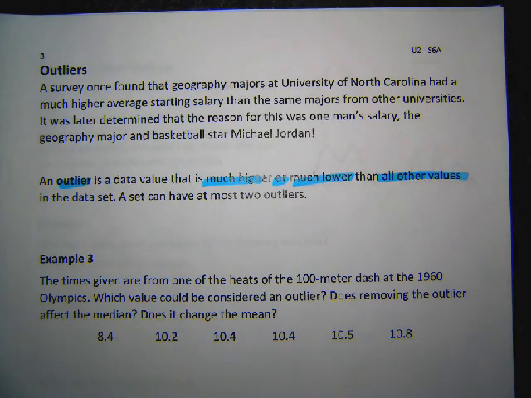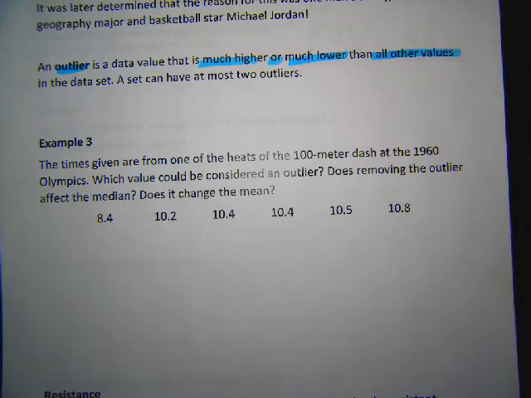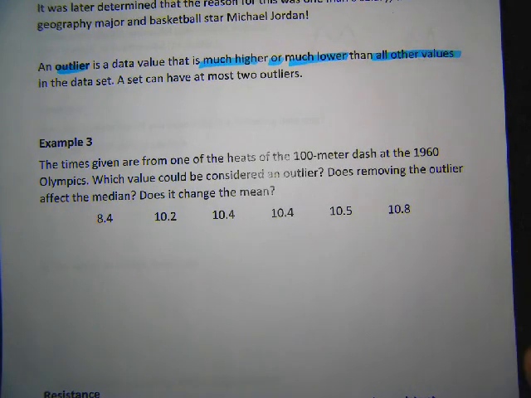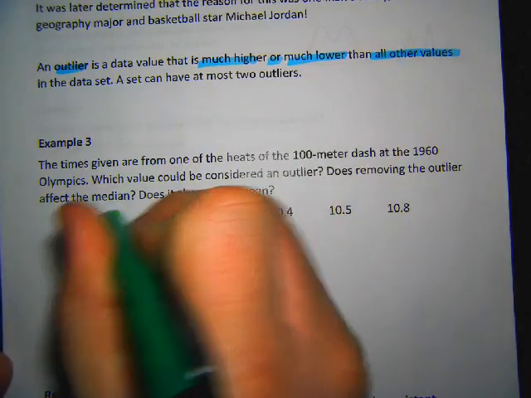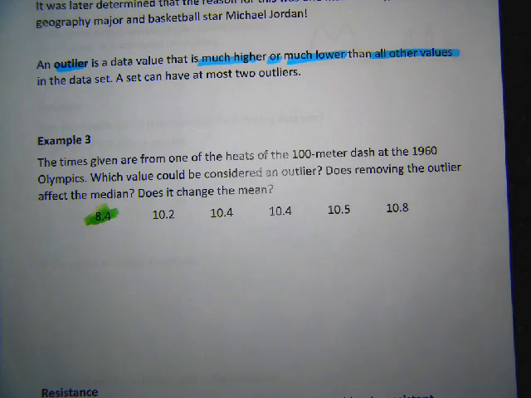That could happen too. So for example, the times given here are from one of the heats of the 100-meter dash at the 1960 Olympics. Which value could be considered an outlier? And then we'll look at how that affects the median and the mean. So right here you can see that almost all these are in the 10 point something seconds, 10.2, 10.8. Those are all really close together. Of course, the one that's different is the 8.4, because it's way faster. It's almost 2 seconds faster than the rest.